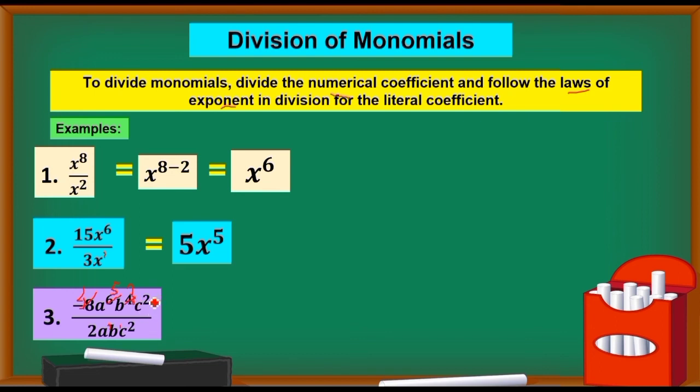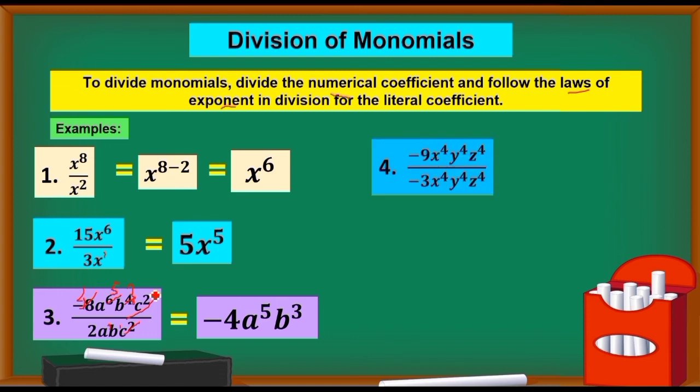And then, c squared, parehas. So, since parehas, 2 minus 2 ay 0. So, makakancel na po yung ating c. So, anong natira? So, ang natira po natin, ito, yung negative 4a raised to 5b cubed. So, the answer is negative 4a raised to 5b cubed. Tandaan, mawawala na po ang variable natin na c since magiging equal na siya kay 1.